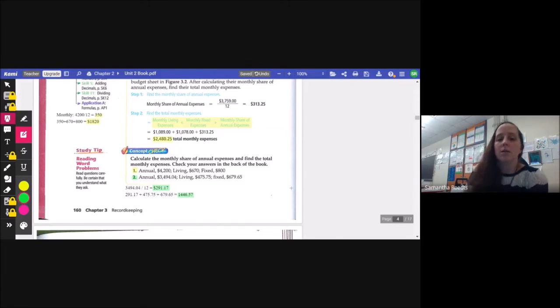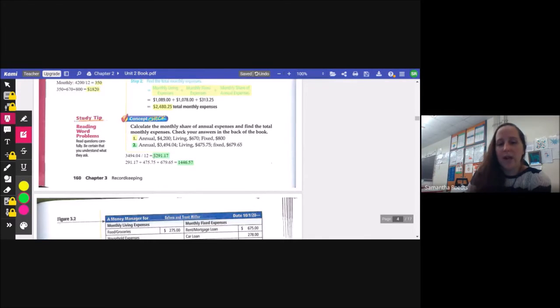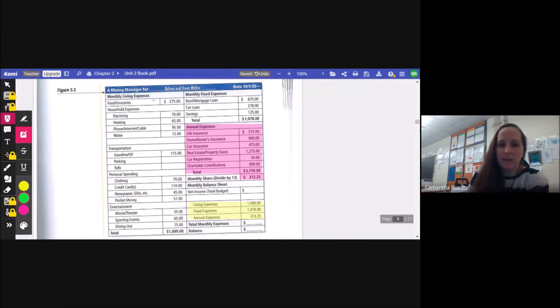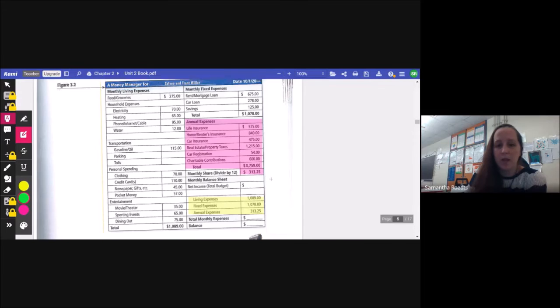Basically you're taking your annual amount, dividing it by 12, and then adding your monthly share of annual, the living, and the fixed expenses all together. Looking at this budget sheet, here's my monthly living expenses. When I add all of these up, I get $1,089.89. My monthly fixed expenses, so your rent, your car loan, savings, anything like that, I add all this up and I get $1,078. My annual expenses, I add all those up and divide by 12 to get my monthly share.